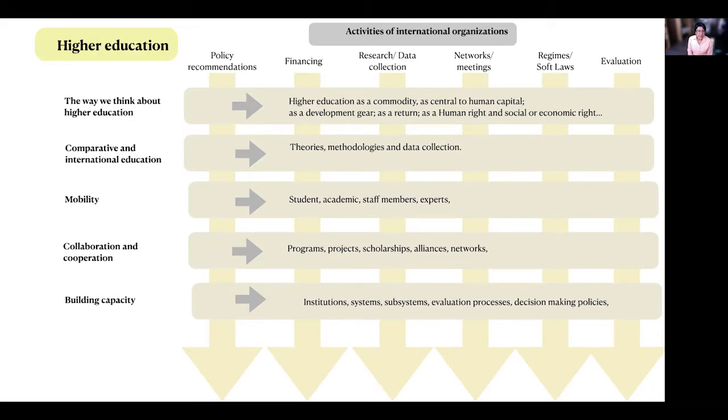So in my opinion, there are five main aspects where higher education has been affected by the work of international organizations, and in that sense, it has impacted the internationalization of higher education institutions. The first one has to do with the way we think about higher education. By the work they do, by the activities they do, we really have changed the way we are thinking on higher education. Let me use different examples: when we discuss higher education as a commodity, as central to human capital, as a development gear, as a return, as a human right, as a social or economic right, all these have been influenced by the work of these international organizations. Not exclusively, but they have contributed.